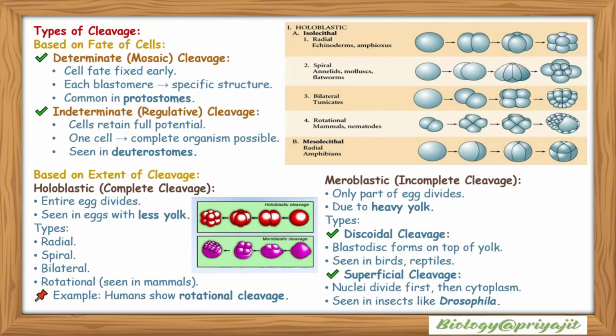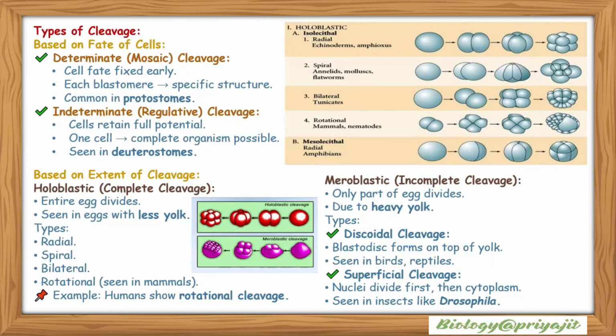Based on extent of cleavage, it can be holoblastic cleavage or complete cleavage, and meroblastic cleavage or incomplete cleavage. In holoblastic cleavage the entire egg divides. It is found in eggs with less yolk. The types of holoblastic cleavage are radial cleavage, found in echinoderms and amphioxus. Spiral cleavage is found in annelids, mollusks, flatworms, etc. Bilateral cleavage is found in tunicates, and rotational cleavage is found in nematodes and mammals. So for example, humans also show rotational cleavage.